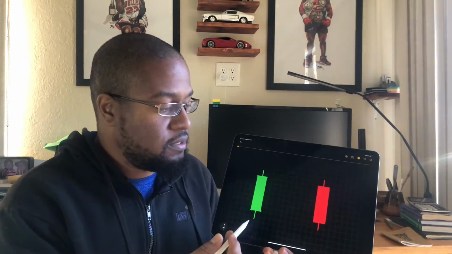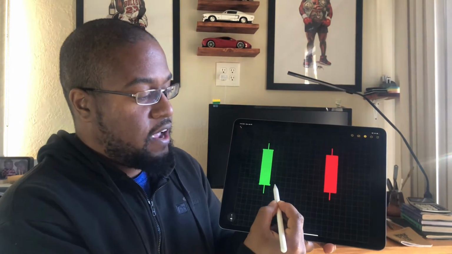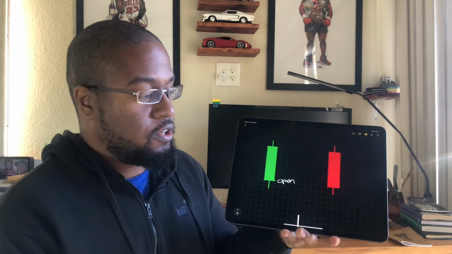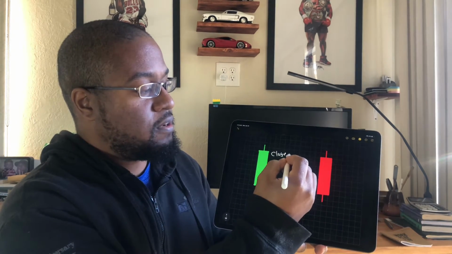Generally you have two candlesticks. One is green, which means that generally a stock opened low, closed high, and you have a red one, meaning that it opened high and closed low. So let's look at the candlestick, and here's the functionality of it. On a green candlestick, you have an open on the lower side and a close at the top side.